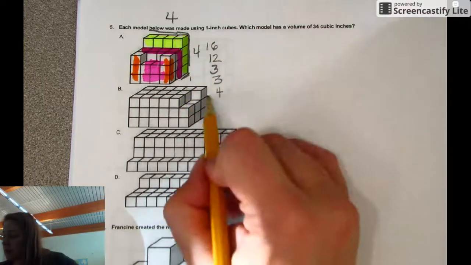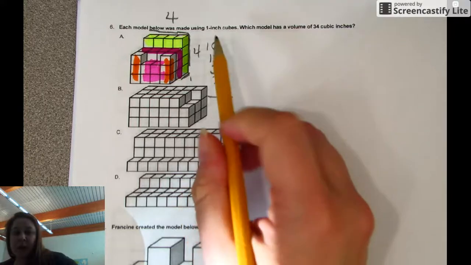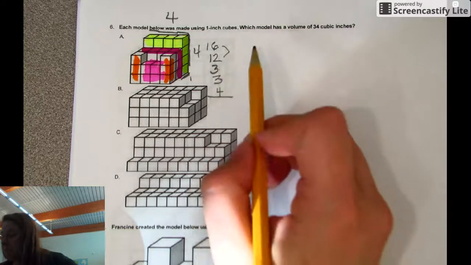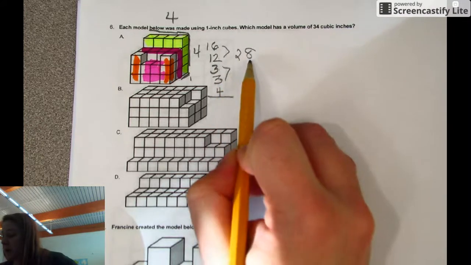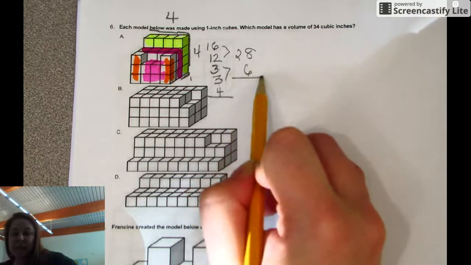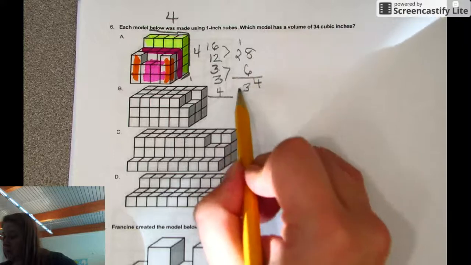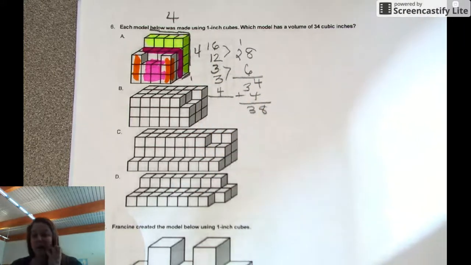So I'm going to take 16 plus 12 plus 3 plus 3 plus 4. 16 plus 12 gives me 28, plus 6 gives me 34. 34 plus 4 gives me 38. So the first one I calculated to be 38.